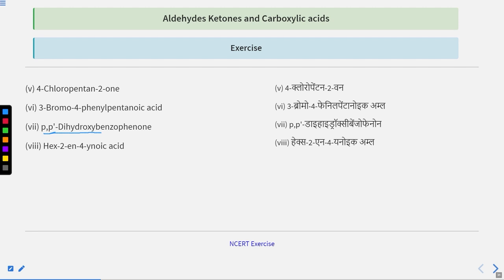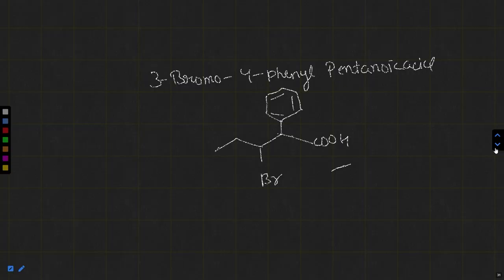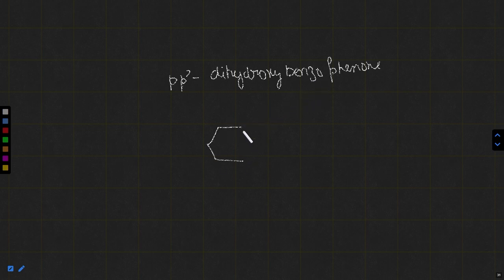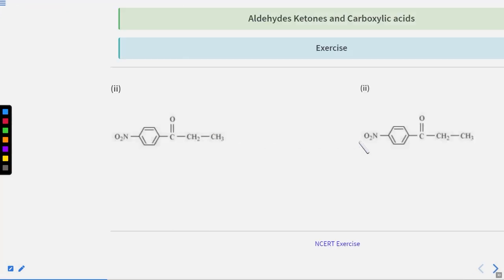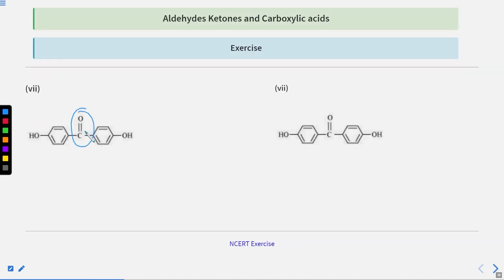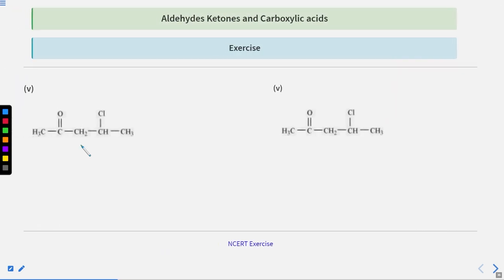Next is para-dihydroxy benzophenone. Dihydroxy benzophenone. So it means that 2 rings are joined by a carbonyl group, 2 carbons are joined by C=O. And at both para positions we have OH. So we have a carbon also here. Sorry for that, that was the wrong one. This is the structure.